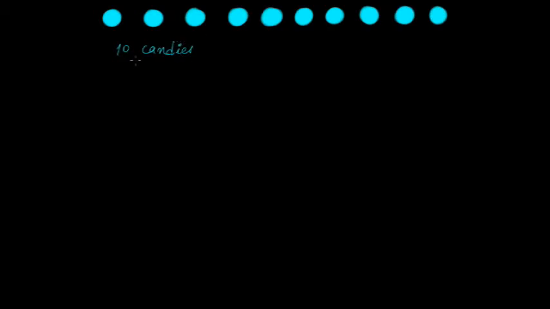Okay, 10 candies, or sweets, whatever. And you have to distribute it. You have to put these candies in some boxes and each box should have 2 candies. So now you're asked how many such boxes you can make. You have 10 candies and they have to be put into boxes which will contain only 2 candies. So of course we can divide it.